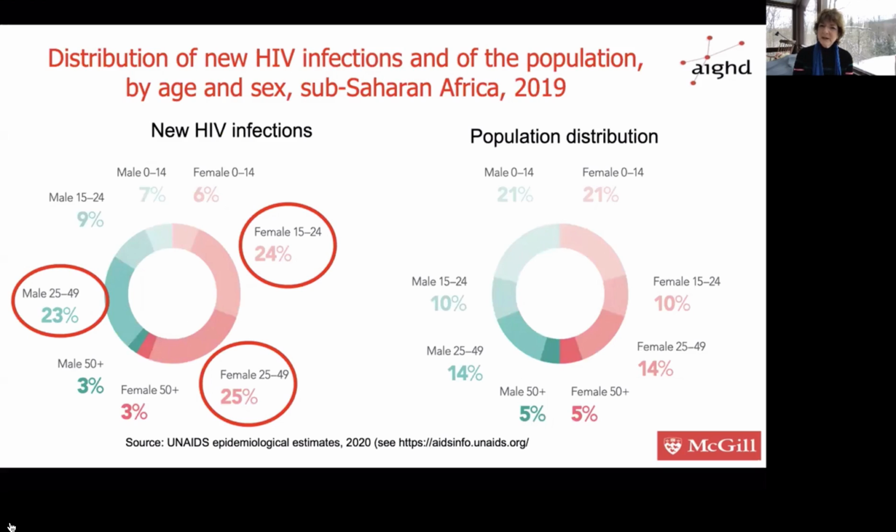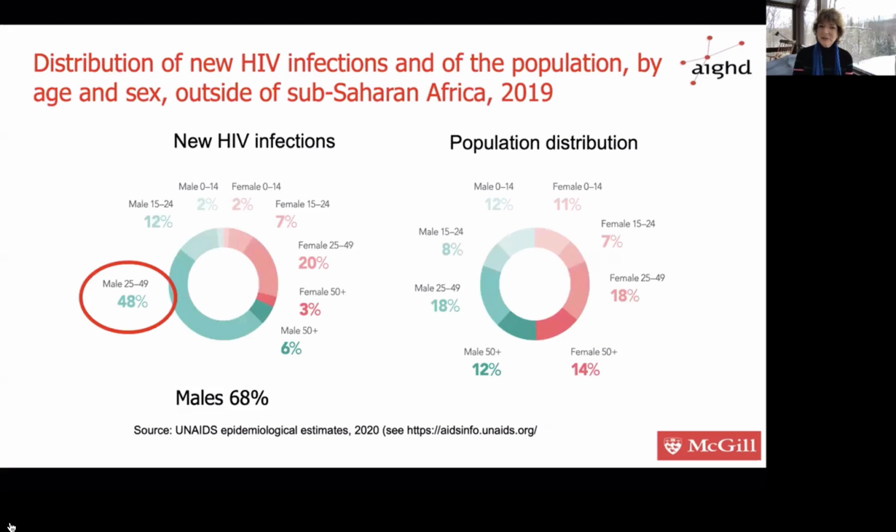It's important to compare the distribution of new HIV infections with that of the general population. And here we see for sub-Saharan Africa that even though males 25 to 49 make up 14% of the general population, they make up 23% of new HIV infections. For women, it's even more marked. Women 15 to 24 and 25 to 49 together make up 24% of the general population, and yet 49% of new HIV infections. The picture is quite different outside sub-Saharan Africa.